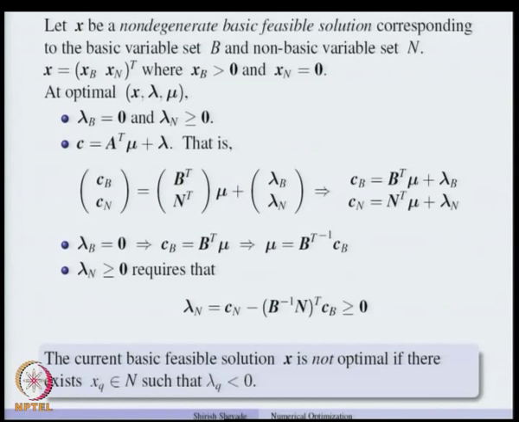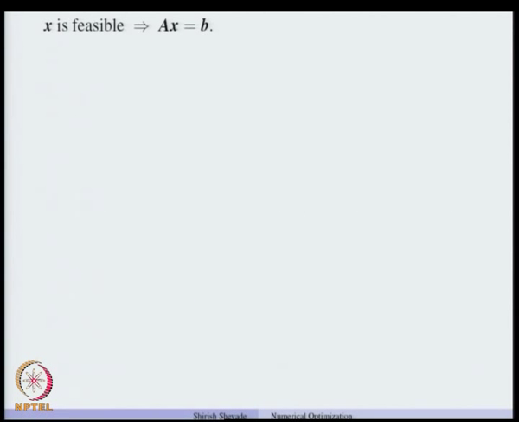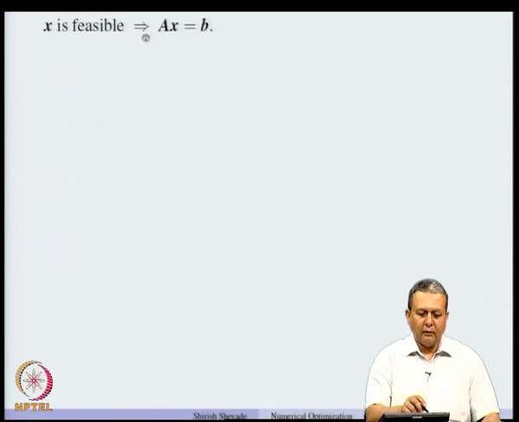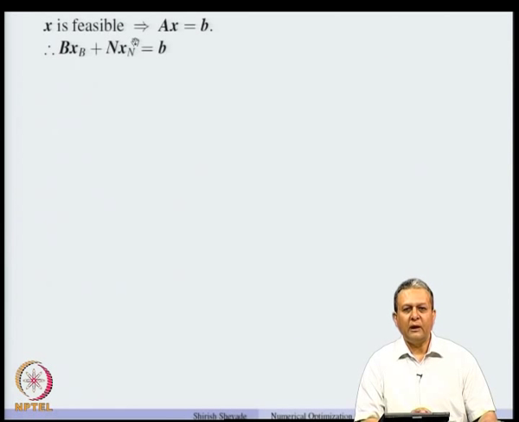Now, there is another way to look at this, and that justification is based on the cost of the objective function. If we can show that by making one of the non-basic variables a basic variable, we can improve the objective function, that means that there is a possibility of reduction in the objective function value, which means that the current basic feasible solution is not an optimal solution. So, let us see how to do that. So, x is feasible implies that Ax equal to b and x non-negative.